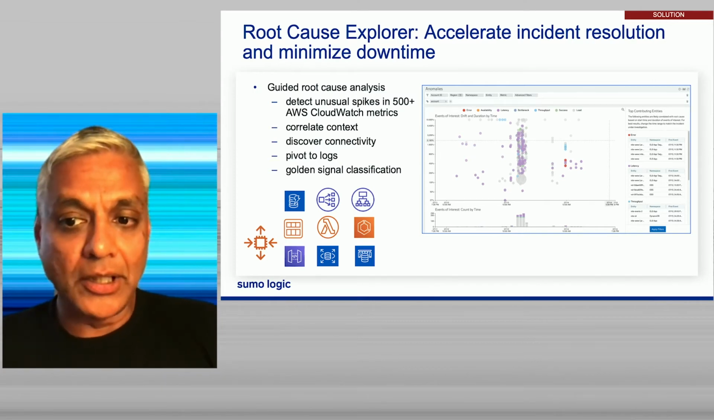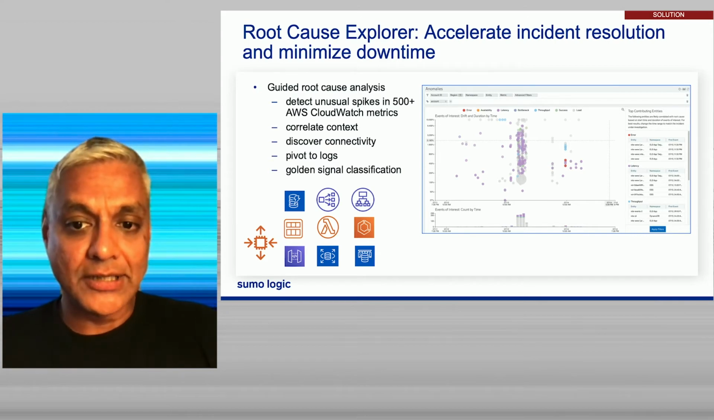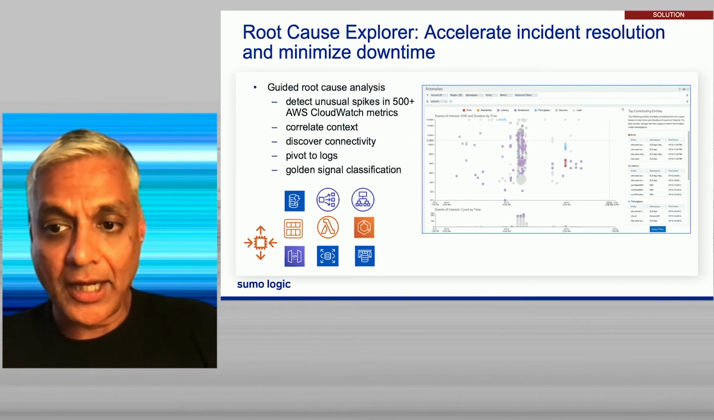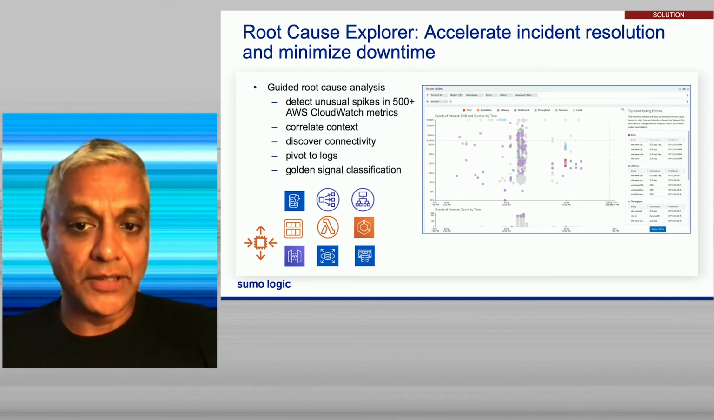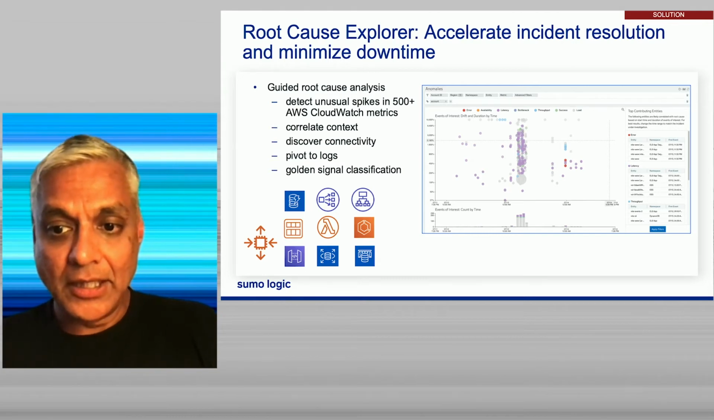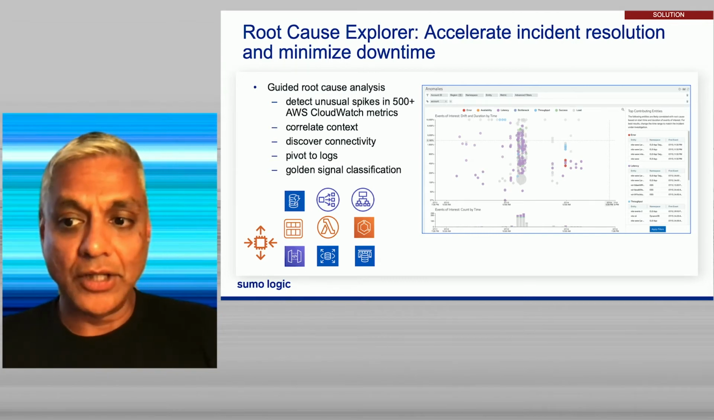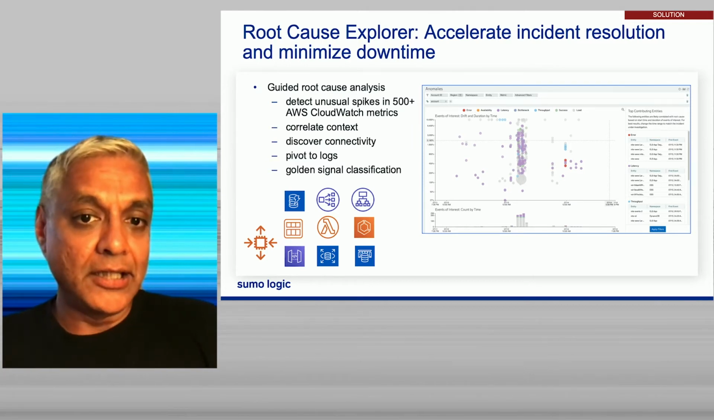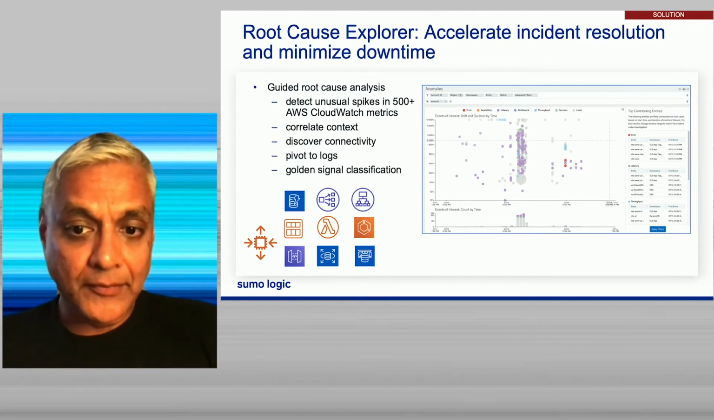We build the topology of your AWS infrastructure to understand these connections, to group spikes together, and to find causal connections between them. Fourth, we know that the earliest spikes are closest to root cause. So Root Cause Explorer lays out spikes on a timeline like you see in this screenshot.